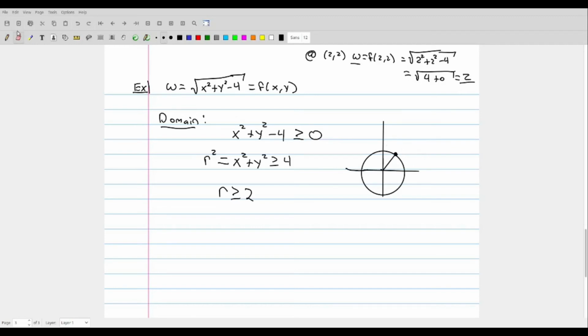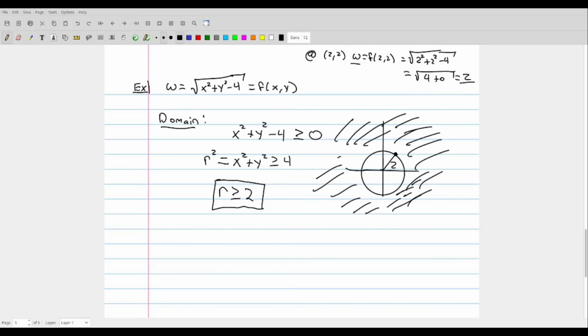If instead of thinking of this as a general circle of radius r, we take this to be the circle of radius 2, and then shade in all of the points in the domain, which is all points that satisfy this inequality, it's all of these points outside the circle of radius 2, and all points on the circle of radius 2, because the inequality is satisfied when r equals 2. So this is the correct way of solving for the domain of this function.